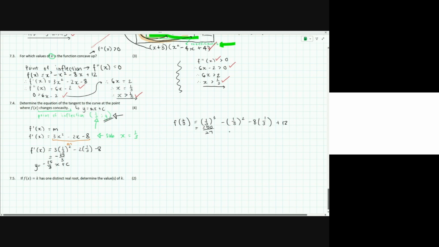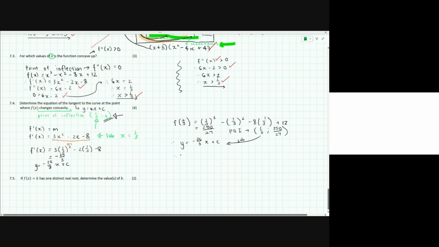So we now know that our point of inflection has a coordinate of a third, 250 over 27. Unfortunately, guys, these values are often not nice, particularly for points of inflection. So it just is something we've got to roll with. And now what I can do is substitute that into my straight line. So again, y equals negative 25 over 3 x plus c. I'm going to substitute in this coordinate.